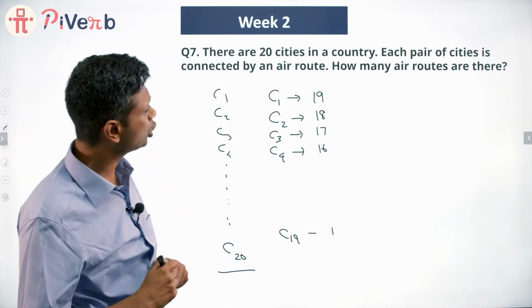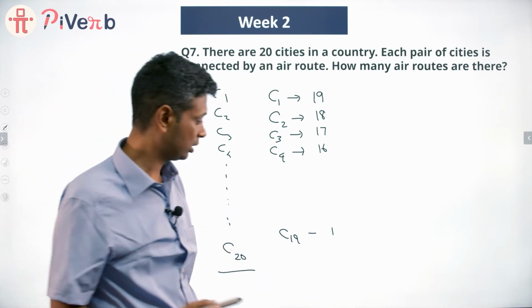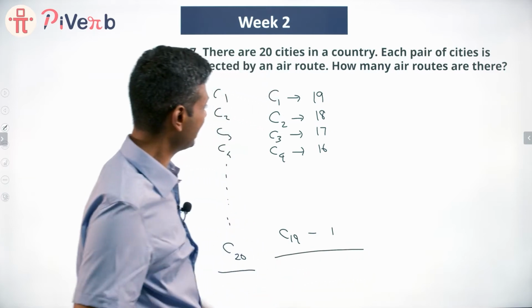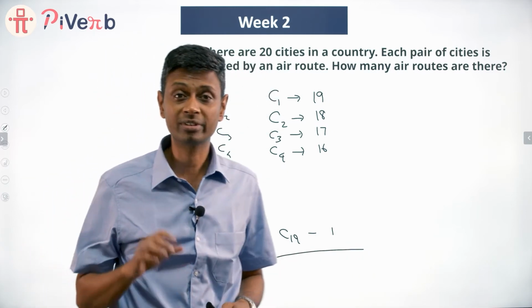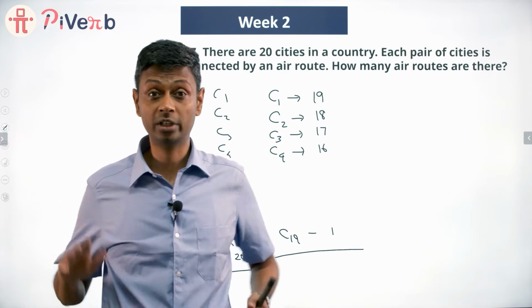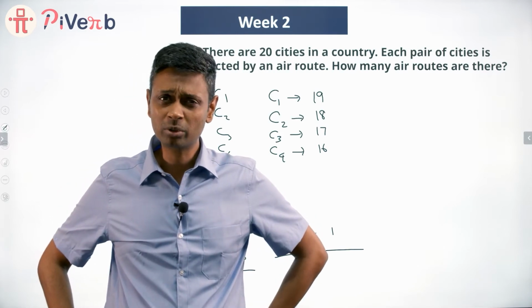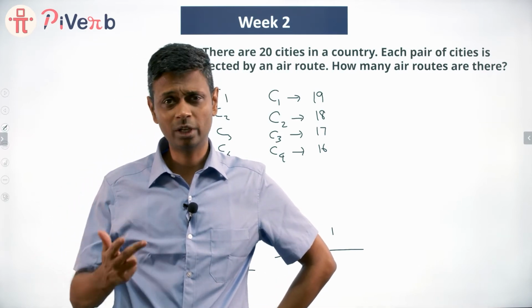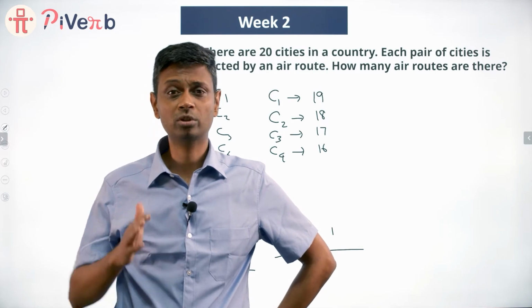So what will be the total air routes? How many are there? Now, all I have to do is add up all of them. Add up all the natural numbers from 1 to 19. This is tricky. How do I add up all numbers from 1 to 19? I can do 1, 2, 3, 4, 5, 6, 7, 8, 9. That's going to take time.